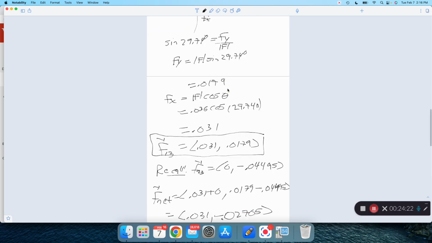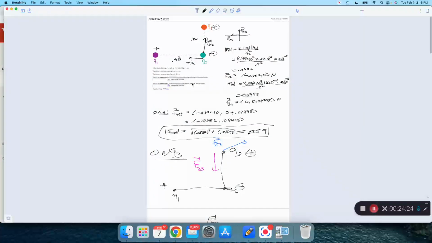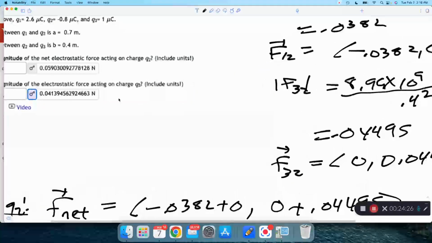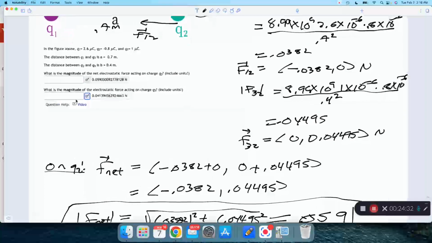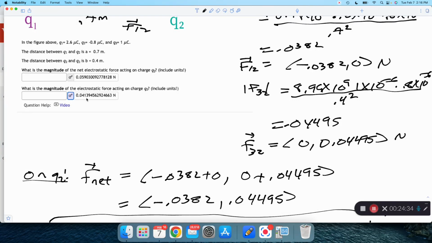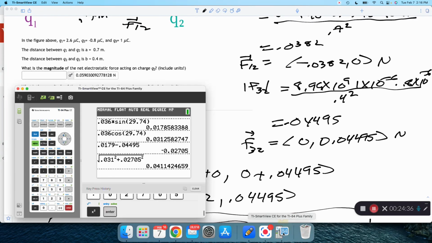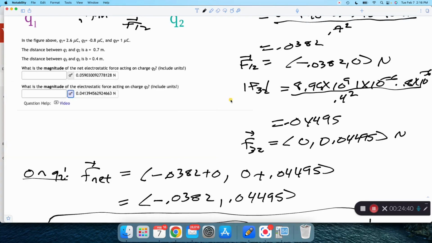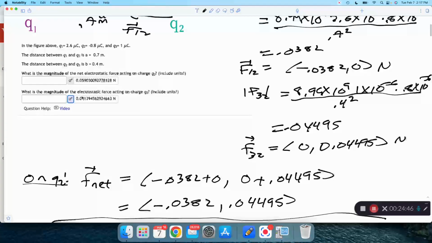newtons. And let's see what the correct answer was. Oh, look at that. 0.041. Now, of course, there's a little rounding error in here. They got 139, and what did I get? I'm close enough. It would have given me credit for this. So that's just rounding error. That's not using the same number of sig figs that they used there.